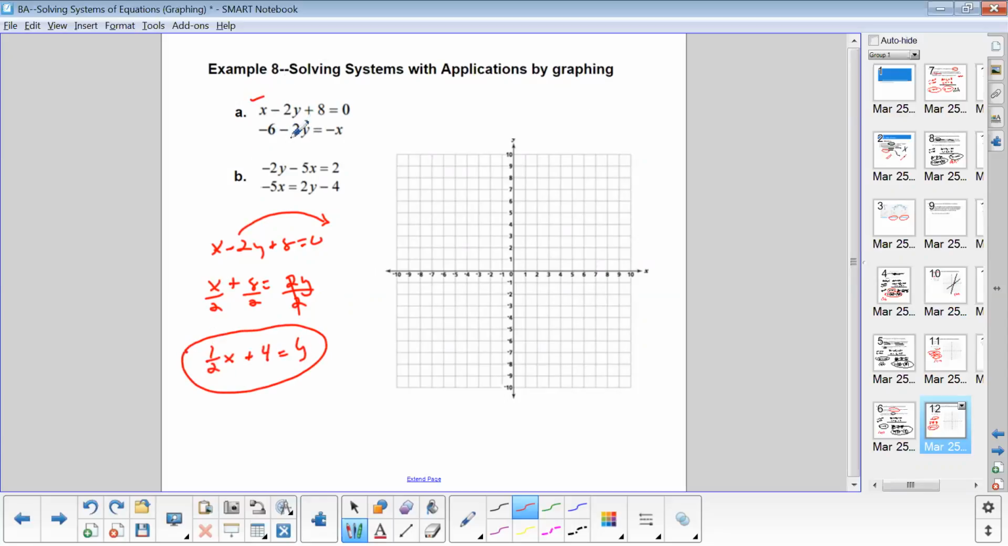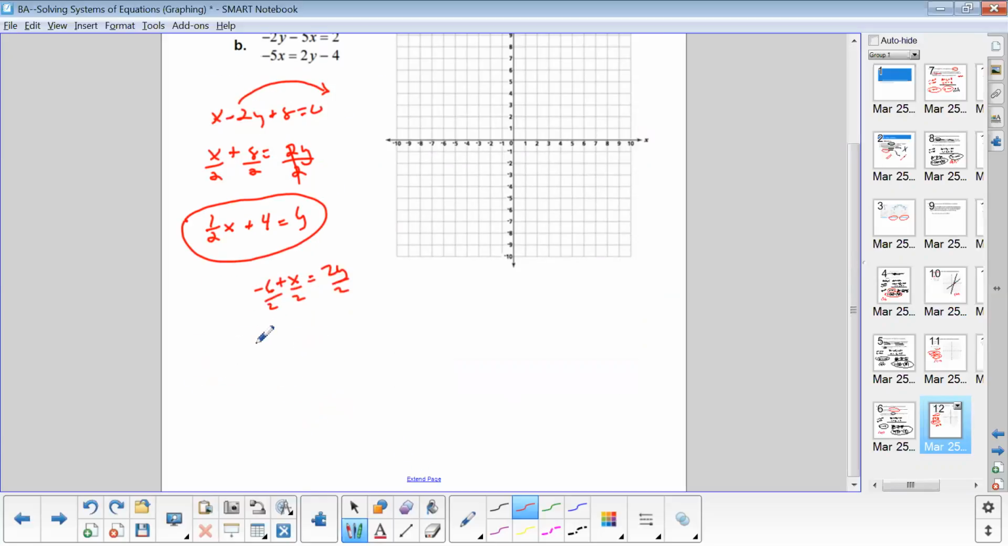And then I'm going to do the same. I'm going to add the 2y over, so I get negative 6. And then I'm going to have to add the x over here. So negative 6 plus x equals 2y. I'm going to divide by 2. And I'm going to get negative 3 plus 1/2 x equals y. Now what's nice about this is if you look, the slopes, positive 1/2, positive 1/2. Since the slopes are the same, we should see parallel lines, which would give this an inconsistent system.